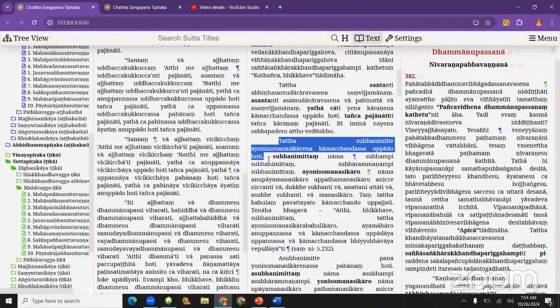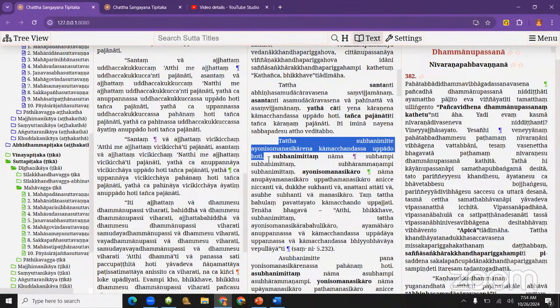That's very important. Through unwise attention, in the case of an attractive object, there arises kāmacchanda, or the lust, or the sensual desire, or we can say sensual pleasure, or this is the greed.